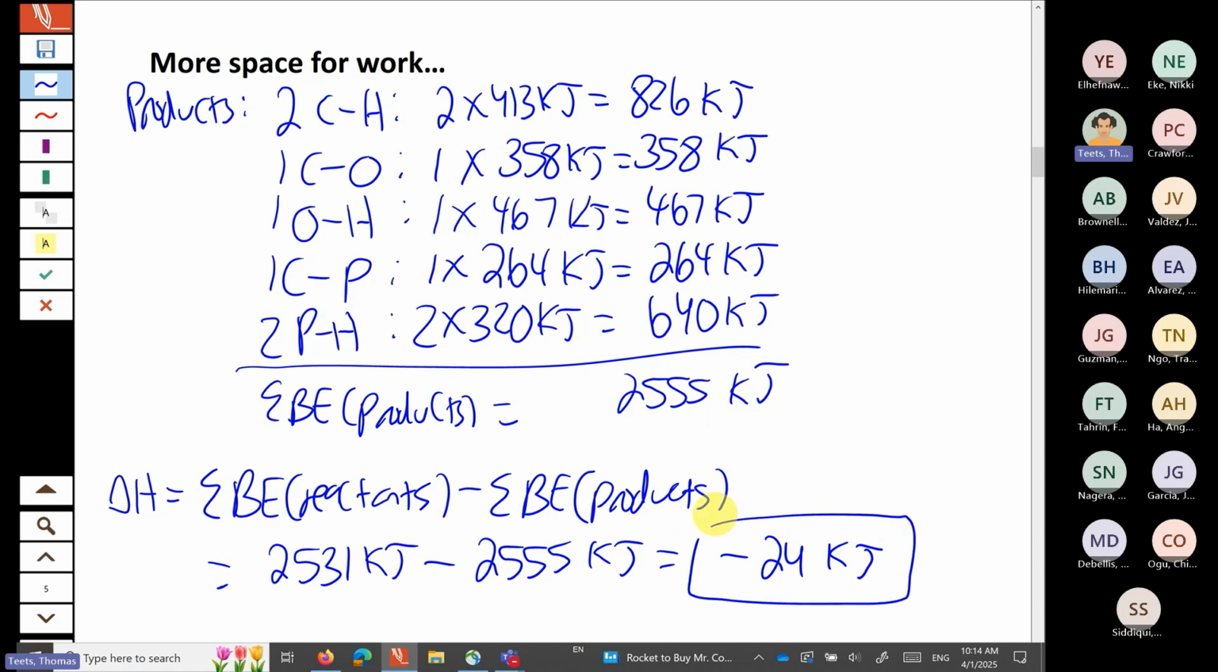This method is not perfect because these bond strength values that we tabulate are kind of like the average over many compounds. So not every CH bond is going to be exactly 413 kilojoules. It depends on what compound it's in. It's going to vary a little bit depending on the type of compound you have.